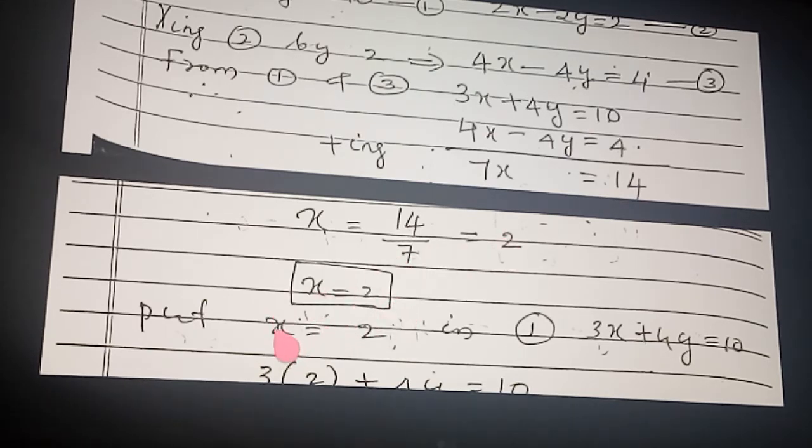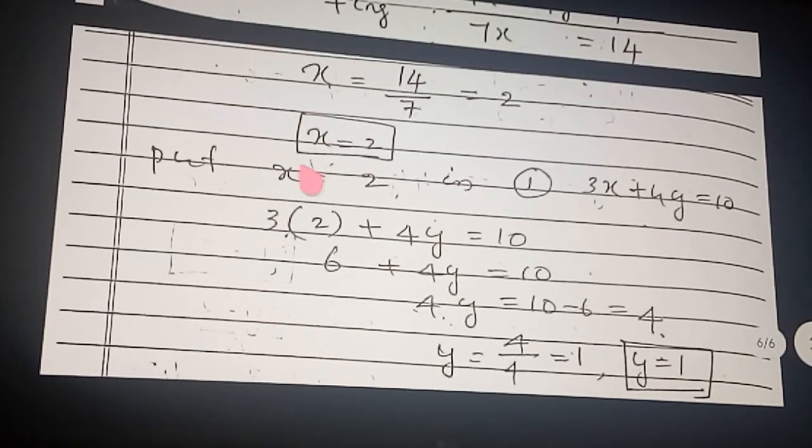Now put the value of x in any of the equations, either first or second. Whichever equation you use, the same answer will come. So here, in which equation do we put the value of x? First equation. I have written the first equation here also. 3 into 2 plus 4y is equal to 10. Therefore, 4y is equal to 10 minus 6, 4. Therefore, the value of y is equal to 4 by 4, 1. So you got the solution x equals 2, y equals 1. Did you get the method of elimination clearly?